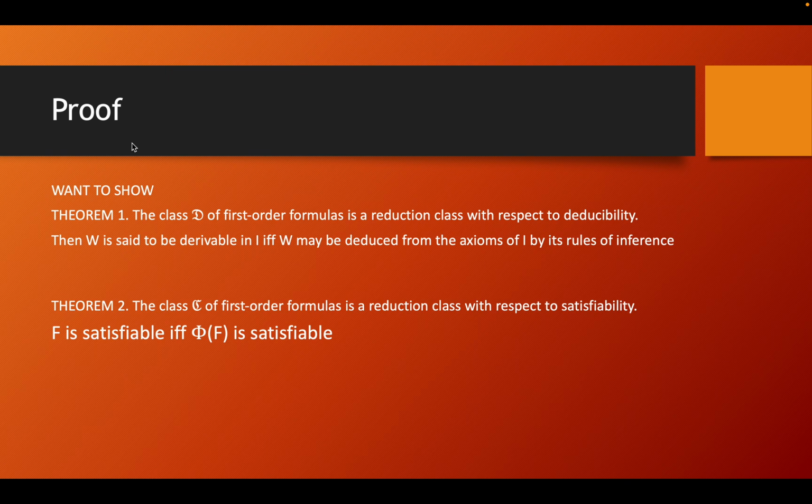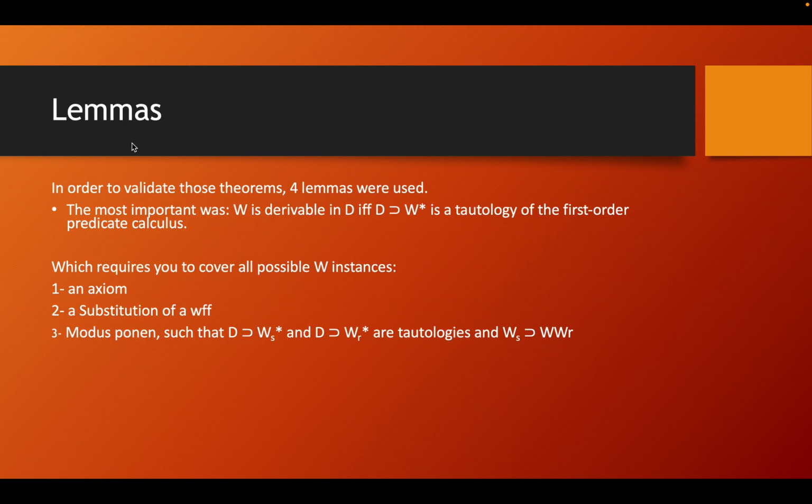I'm not going to cover the lemmas. However, the 2 theorems are: he defines class D as a reduction class to reducibility and class C as a reduction class to satisfiability. As I mentioned, the reducibility has to do with deriving from F to the PIPC, and satisfiability has to do with the mapping. And in order to validate these theorems, the lemmas were used. I'm only going to cover one of them because it was really important. He had to derive D.